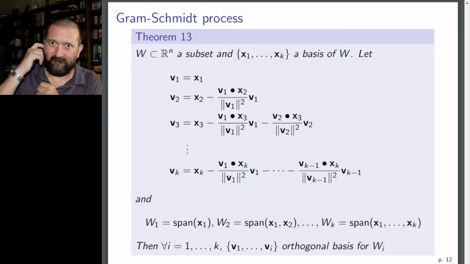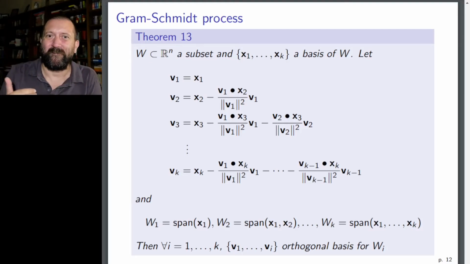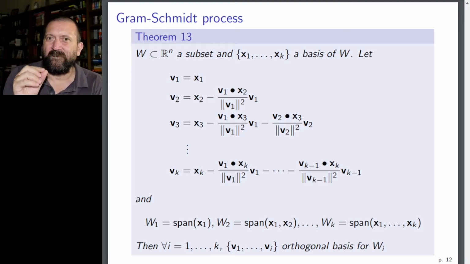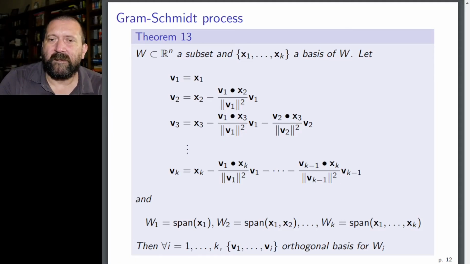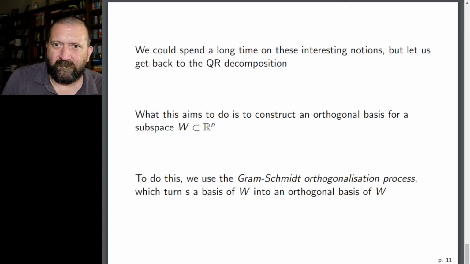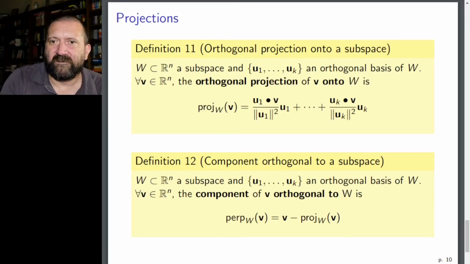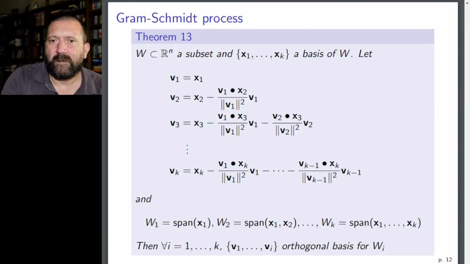To apply the Gram-Schmidt process, what you do is the following. You define a vector v1 that you take to be your first basis vector x1. Then you define a vector v2 as being x2 minus this. Which is what? If you go back to the definition of the projection, this would be the projection onto the subspace W1 that you just created.